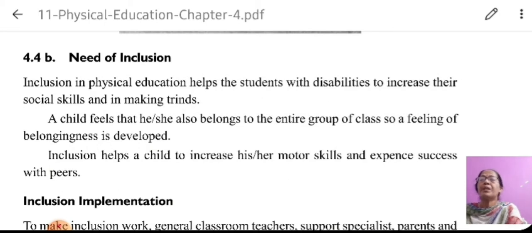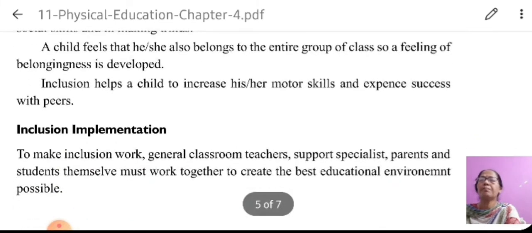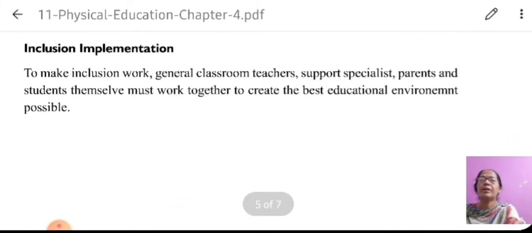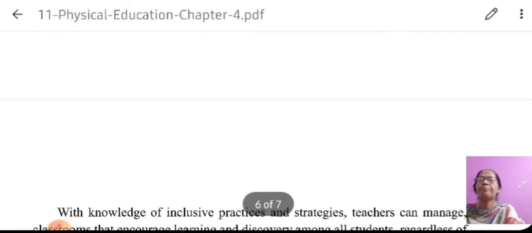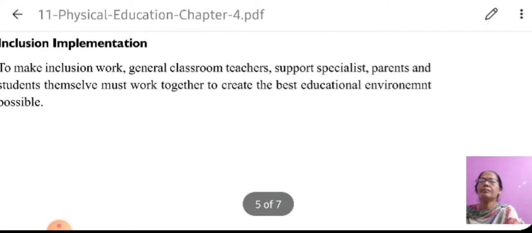See this. Inclusion in physical education helps students with disability to increase their social skills and in making friends. Inclusion helps a child to increase his or her own motor skills, such as with peers. Inclusion implementation. To make inclusion work, generally the classroom teacher, support specialists, parents and students themselves must work together to create the best educational environment program possible.